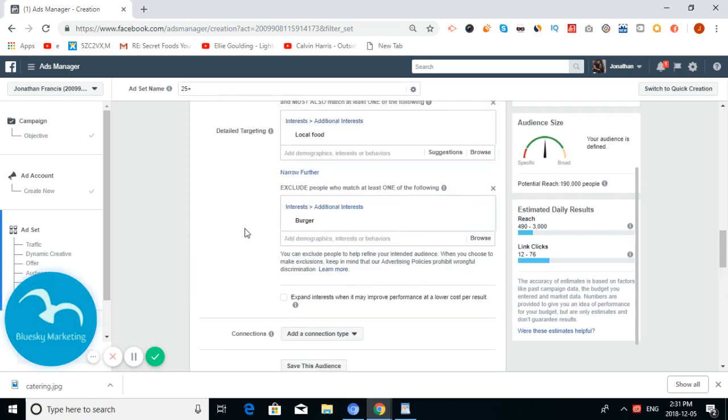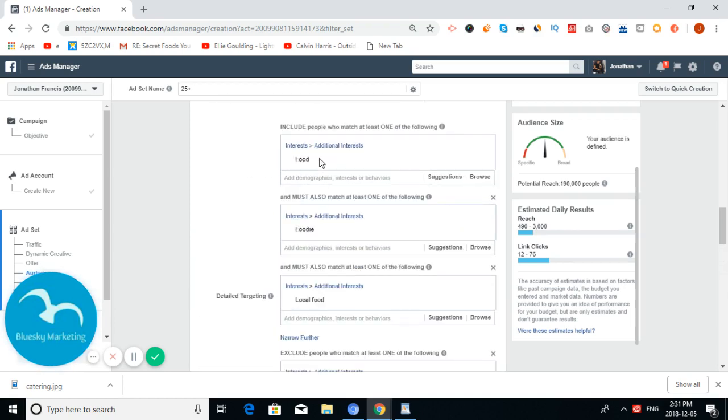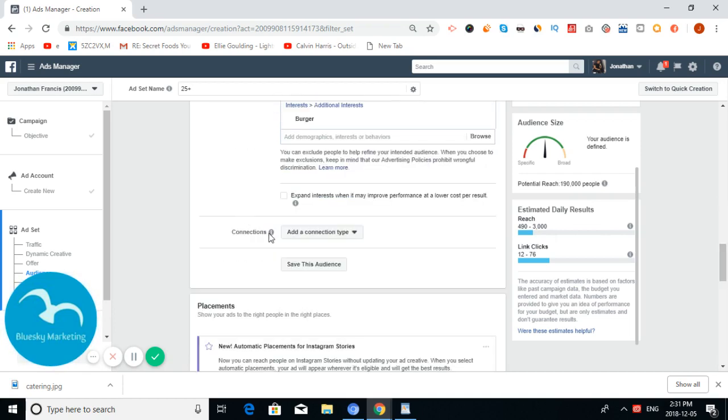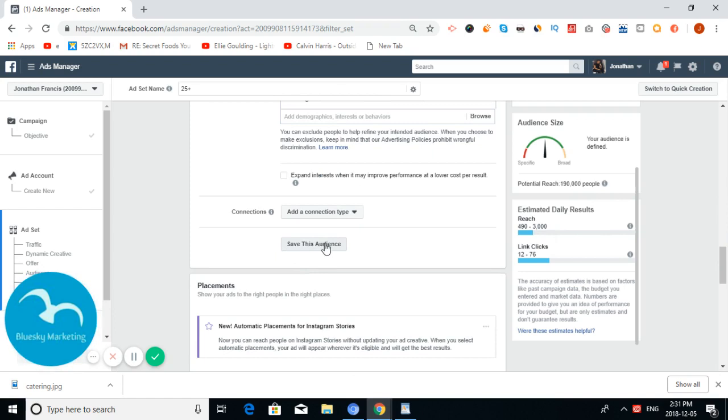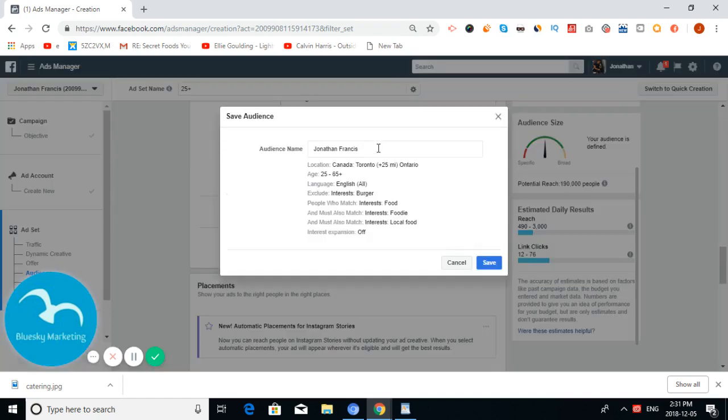Another thing you could also do with this audience is, let's just say you plan to use this audience for future advertisements. You could do something really unique here and click save this audience. And when you do that, it's going to allow you to save this audience. These are the details right here: the location, age, language, the exclusion of interest, people who match this interest and must match these two. Remember, we narrowed it. And then when you make future ads, all you need to do is just choose this audience that you saved. So say I call it catering 1. Save.